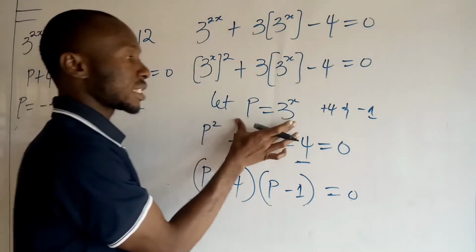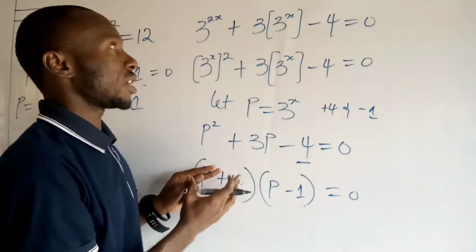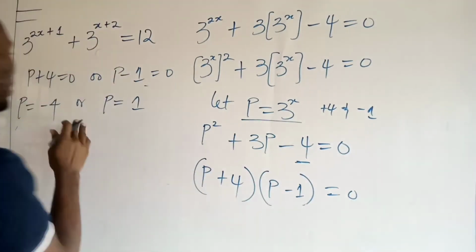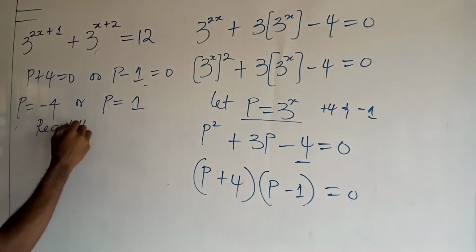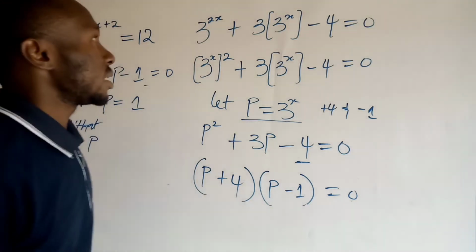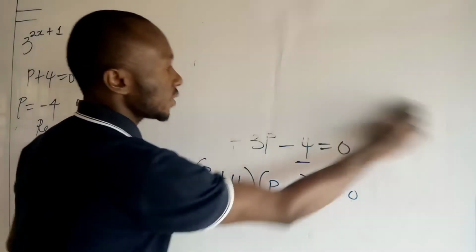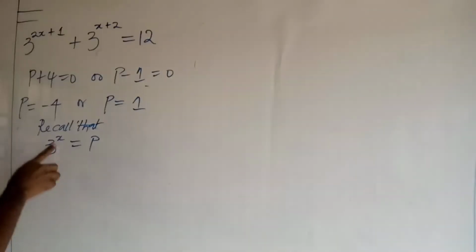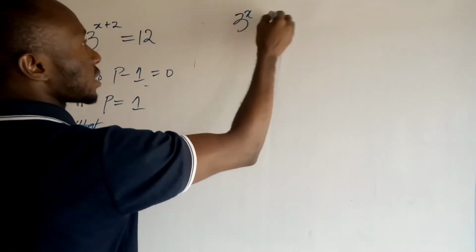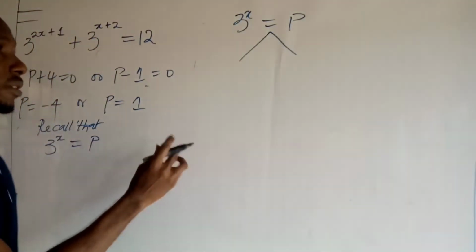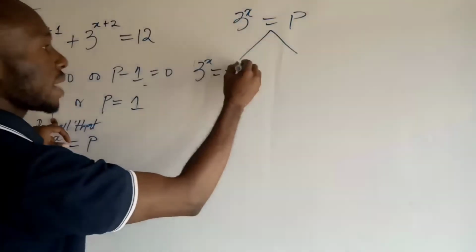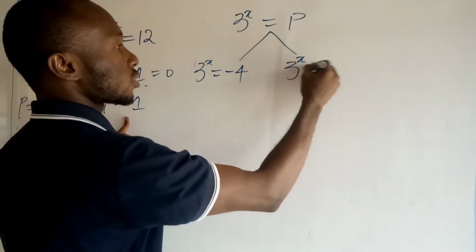Now, you need to recall this statement because this equation was given to you in the variable of x. Now we need to recall this statement we made earlier to get the real value for x. Recall that 3 to the power x is equal to p, and in this case we have two values of p. So I'm going to solve this independently for the different values of p we got. So here we have 3 to the power x is equal to the first value of p, which is minus 4, and here we have 3 to the power x is equal to 1.